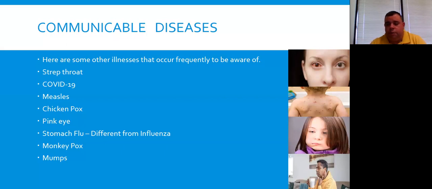If you look on the picture over here, the second one down with the child with the red bumps all over their body, these are examples of chickenpox, measles, monkeypox. They all kind of look like that. Now, chickenpox is very common with children. Same as measles as well.